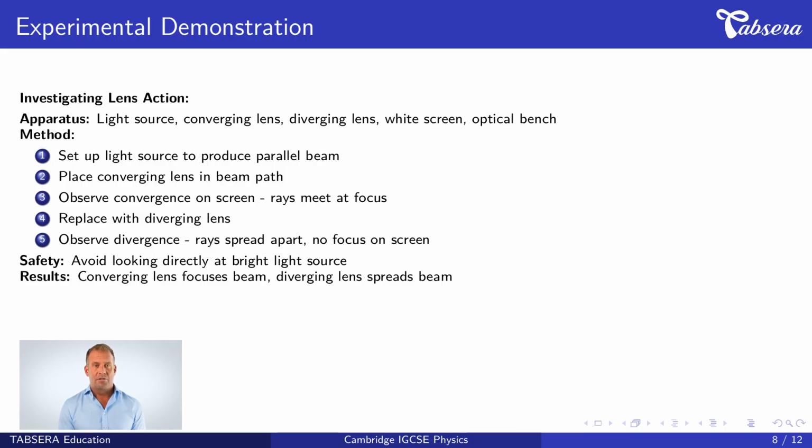Third, observe convergence on the screen. You'll see rays meet at the focus point, creating a bright spot. Fourth, replace the converging lens with a diverging lens, keeping the same setup. Fifth, observe divergence. Rays spread apart after the lens, and no focus appears on the screen.